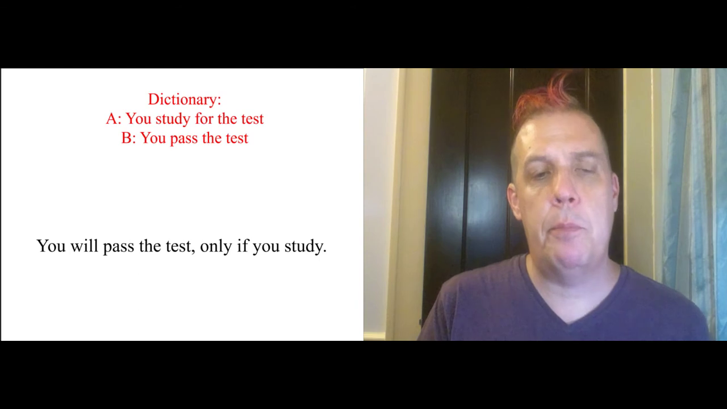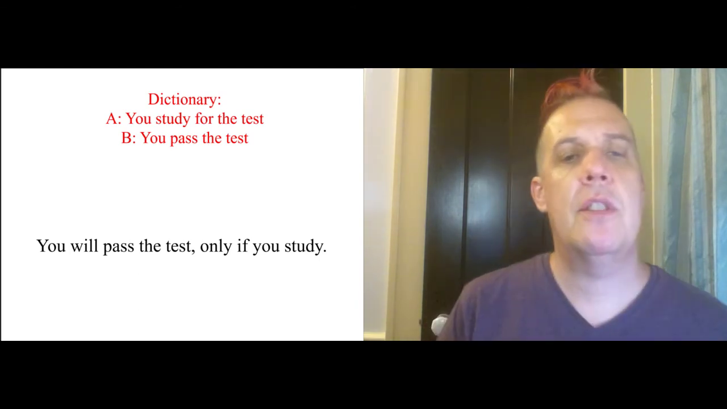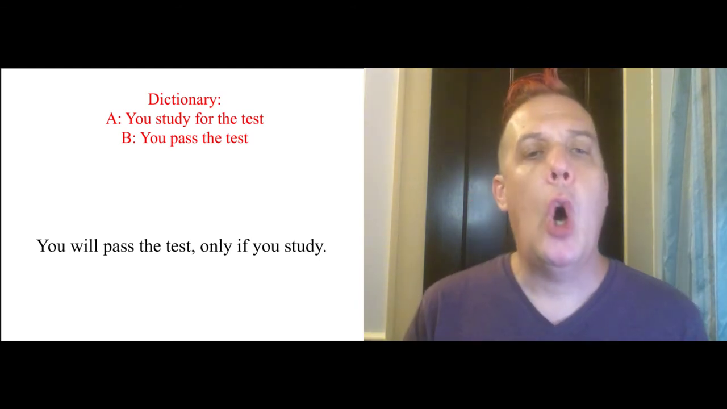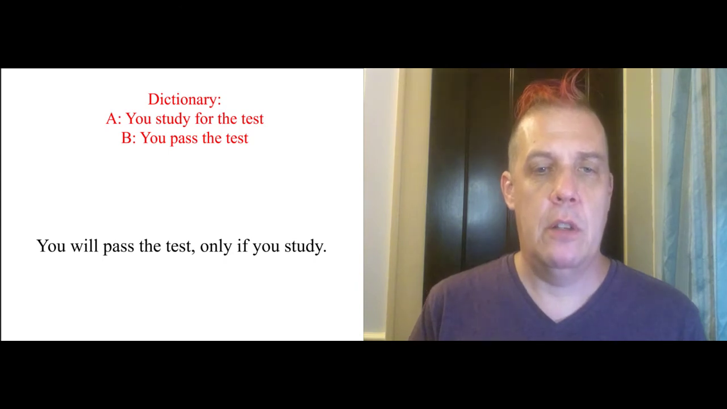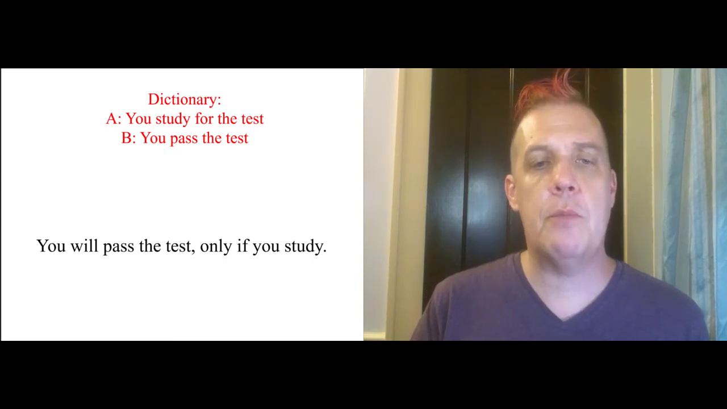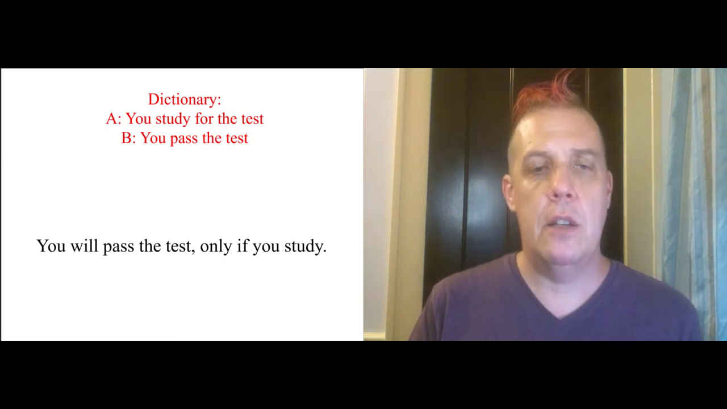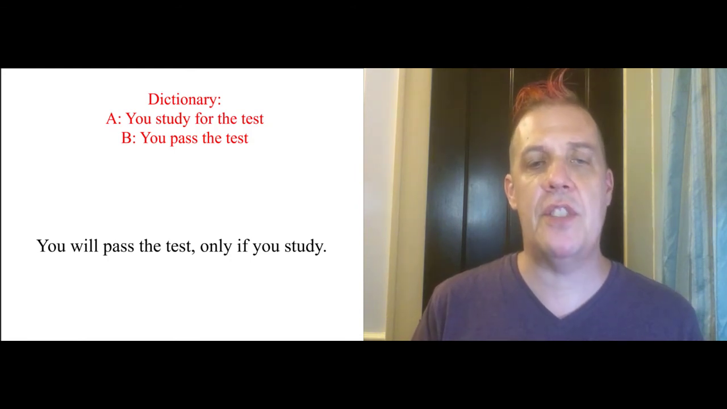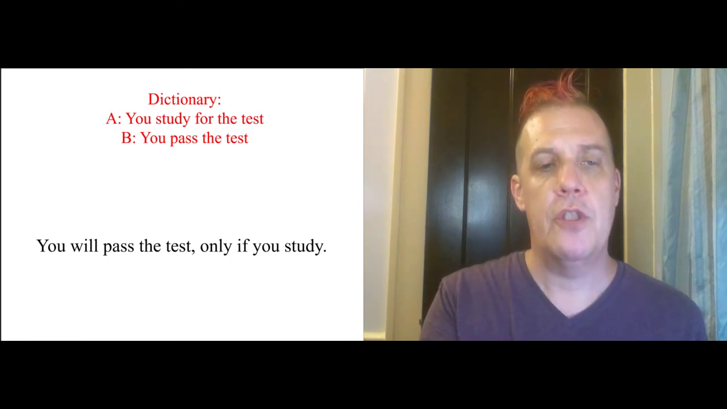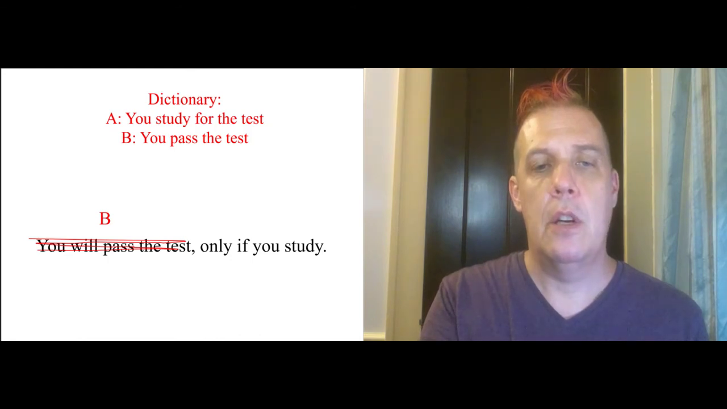Now think about the sentence, if you pass, you will pass the test only if you study. Now we've done more than just move the if clause to the end. We've added an only to it. And that means that there's no other way to pass the test besides studying. So when you do it like that, B is there and A is there.